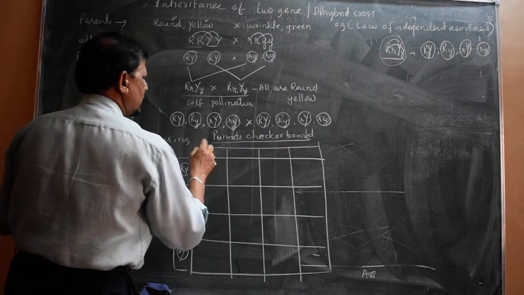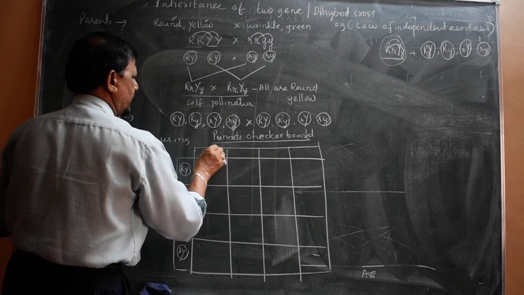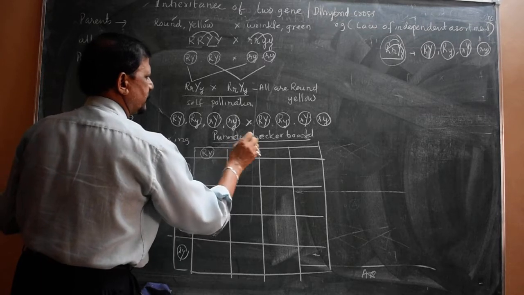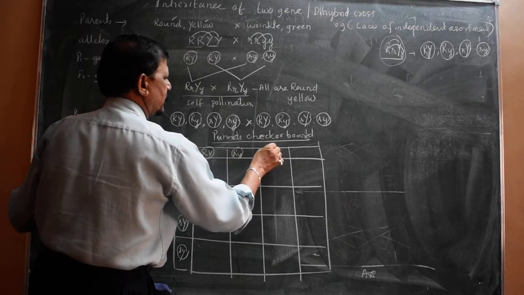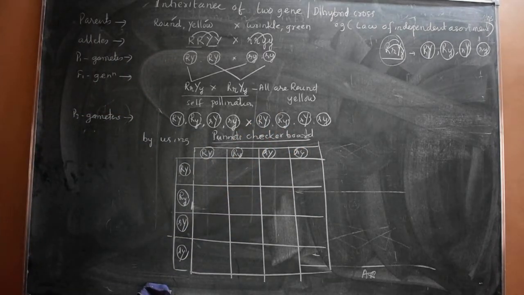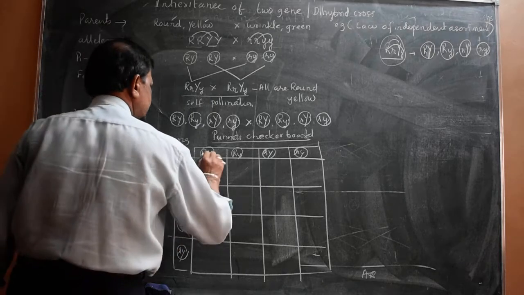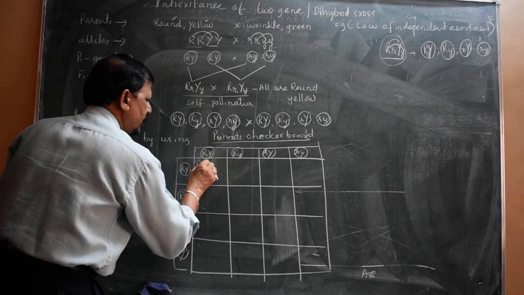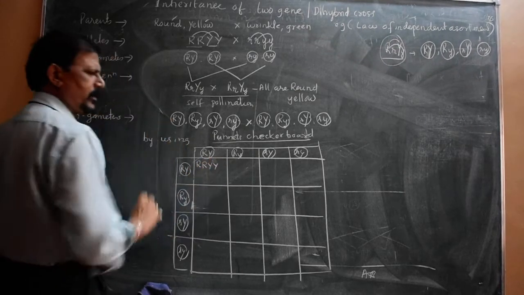Similarly, here: capital R, capital Y, capital R, small y, small r, capital Y, small r, small y. Now, what do you have to do? You have to cross with this. Notice, if it is crossed like this: capital R, capital R, capital Y, capital Y.